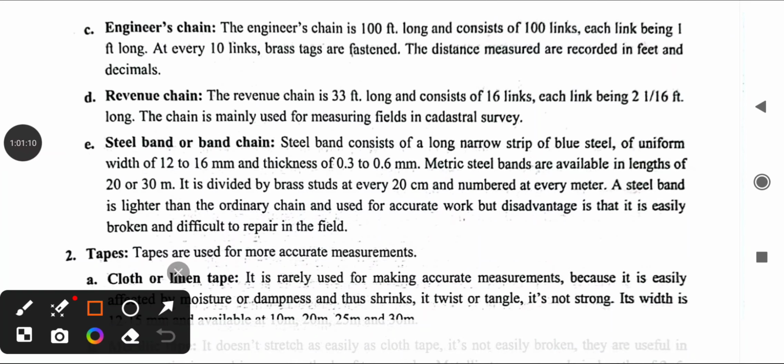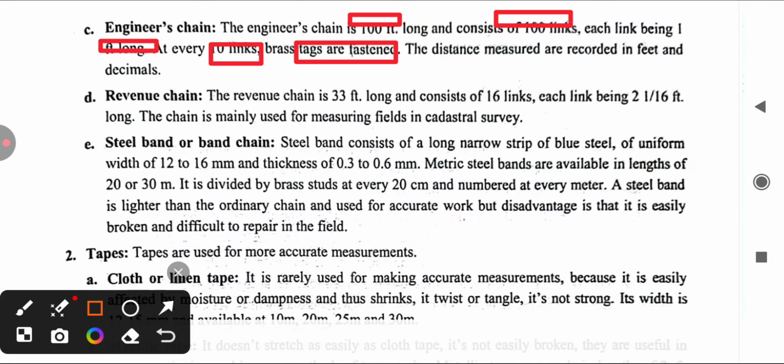And engineering chain. The engineering chain is 100 feet long and consists of 100 links, each link being 1 foot long. At every 10 links, brass tacks are fastened. The distance measures are recorded in feet and decimal.